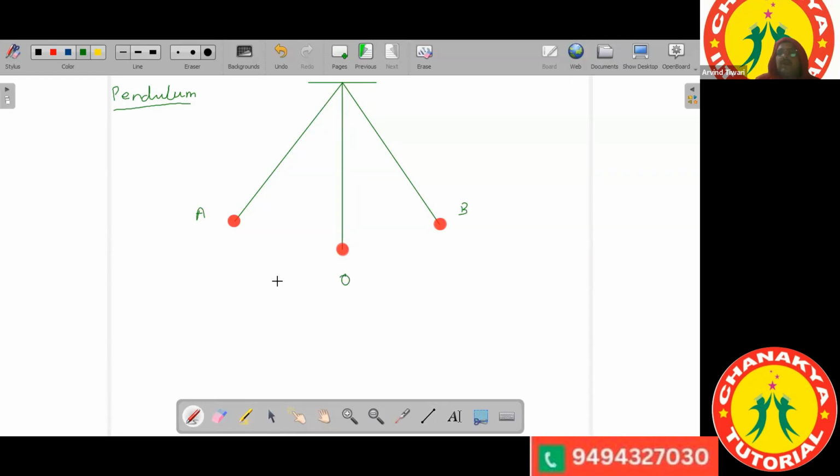Right? So how do we observe its motion? Then we will talk of the energy changes that are occurring, what are the energy changes that occur in the motion of the pendulum. So let this be the mean level. That is why we call this the mean position. So this one is the mean position, and A and B are called the extreme positions.